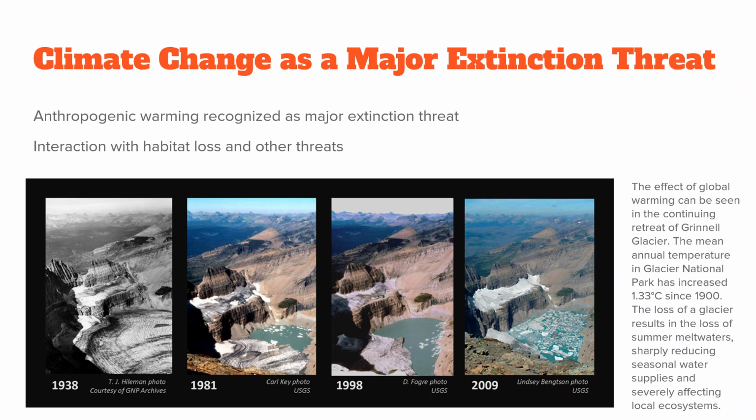Anthropogenic climate change is emerging as one of the most powerful extinction drivers. Warming interacts with habitat loss and other pressures to amplify impacts. For instance, the Grinnell Glacier in Glacier National Park has retreated dramatically as temperatures have risen over 1.3 degrees Celsius since 1900, reducing summer meltwater critical to local ecosystems.